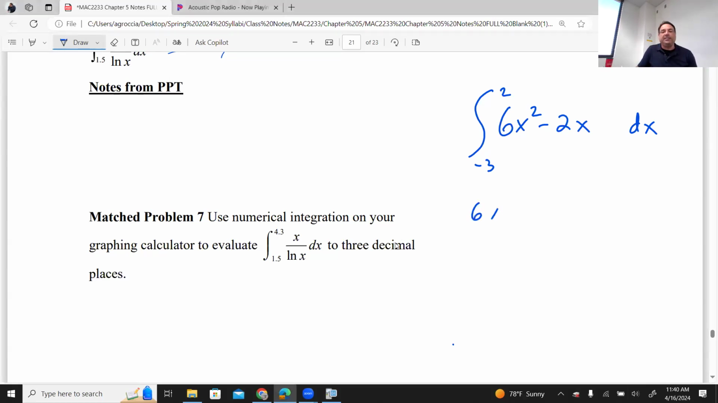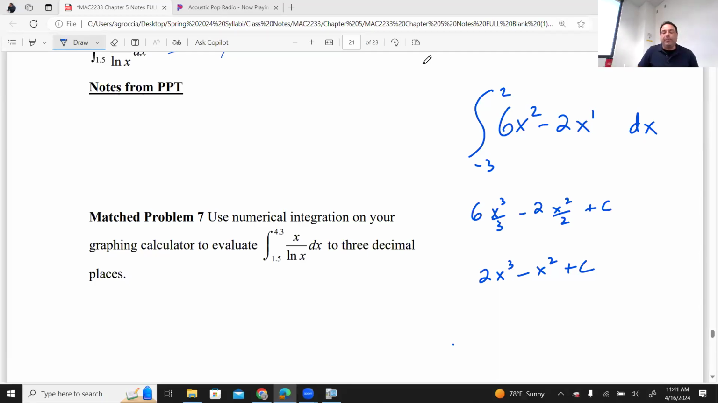So the 6 stays, we add 1, divide by it. Minus 2, the 2 stays. This is a 1, so it's x squared over 2. Don't forget your plus c. And this simplifies to 2x cubed minus x squared plus c. So let's pause there and make sure we did the integral correctly.